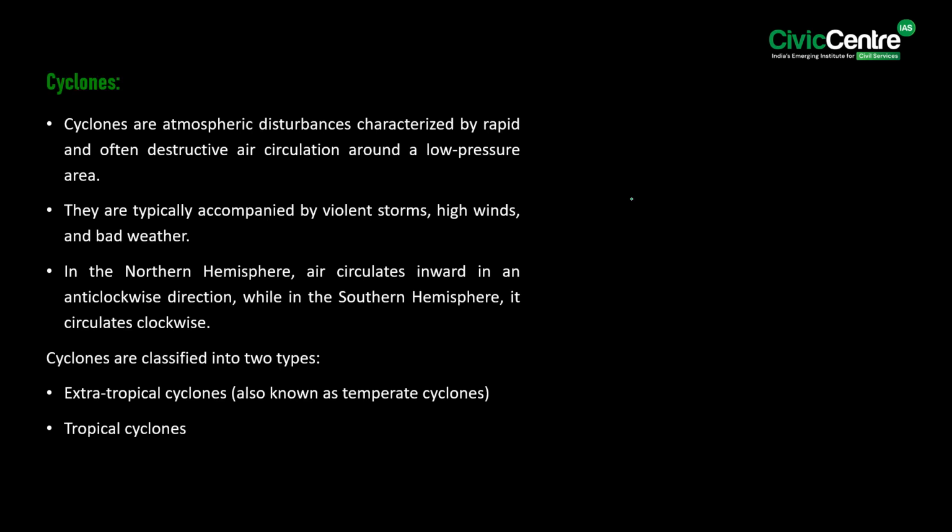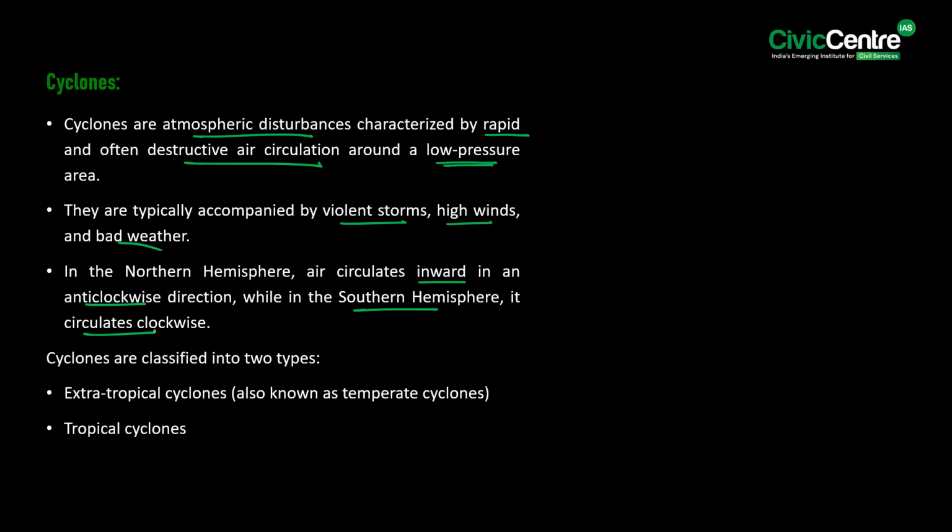See, cyclones are atmospheric disturbances characterized by rapid and often destructive air circulation around a low pressure area. Know that they are typically accompanied by violent storms, high winds, and bad weather. So, in the northern hemisphere, the air circulates inward in an anti-clockwise direction, while in the southern hemisphere, it circulates clockwise.